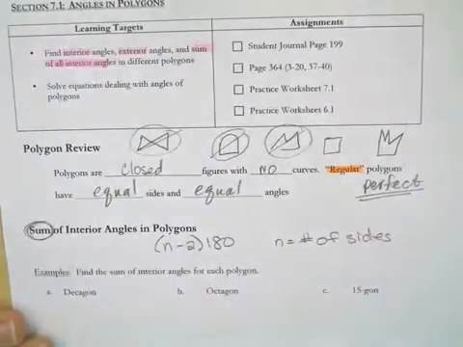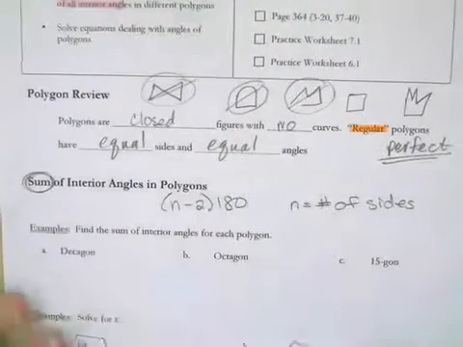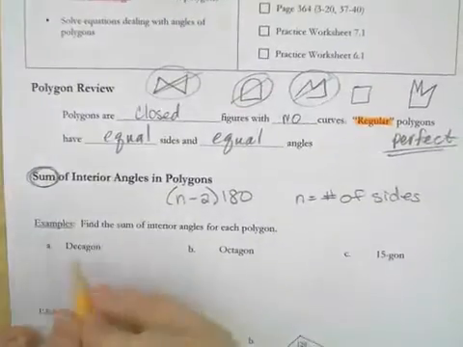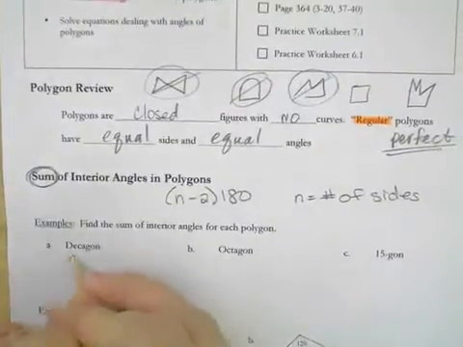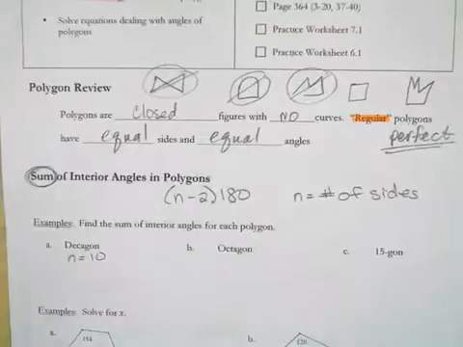Okay? So I have some examples here. The first set of examples is just finding the sum of interior angles. So the first thing you need to do is figure out what n is. For a decagon, that's a 10-sided figure, so n is 10. So I'm going to plug it into this formula right here.